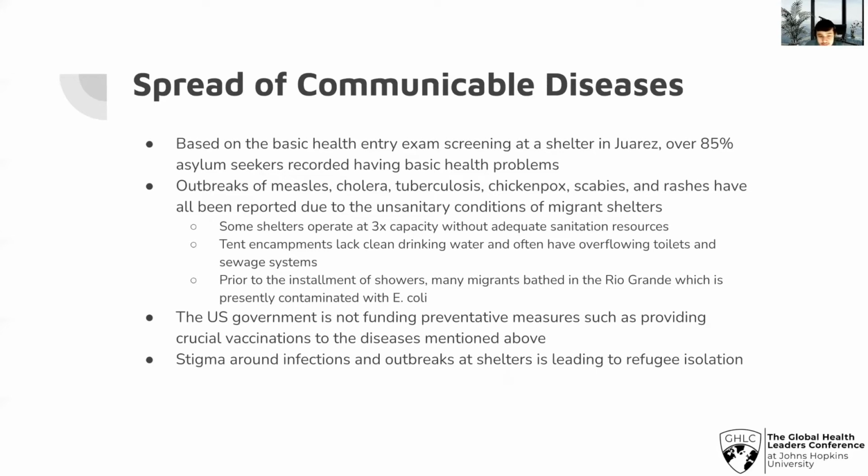And the United States government is not really funding any preventative measures, like providing vaccinations for the diseases mentioned above, or any funding to ease this burden. And as a result, it's creating a stigma in Mexico as well as in the United States that these infections and outbreaks are occurring at the migrant shelters, and it's leading to refugee isolation, which leads to many mental health issues of the refugees themselves.